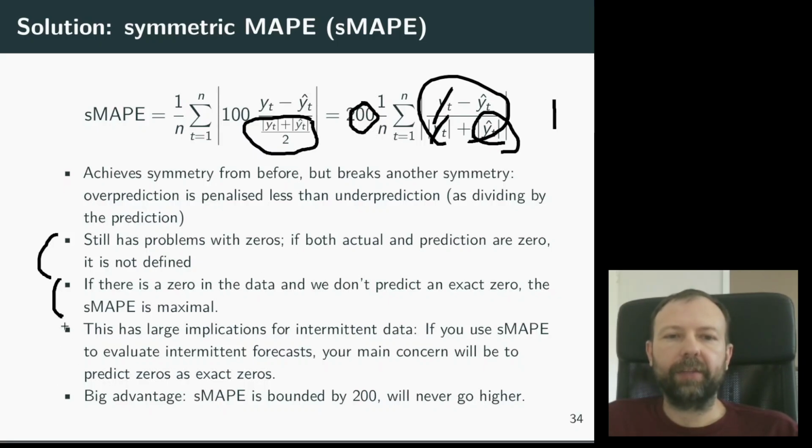Yeah, so not great, and this has large implications for intermittent data. So if you use the sMAPE to evaluate intermittent forecasts, then your main concern will be to predict zeros as exact zeros. That's what your methods will then hone in on, to get zeros exactly right. But a big advantage of the sMAPE, and why it's still used, and some people really like using it, is it's bounded by 200 no matter what.